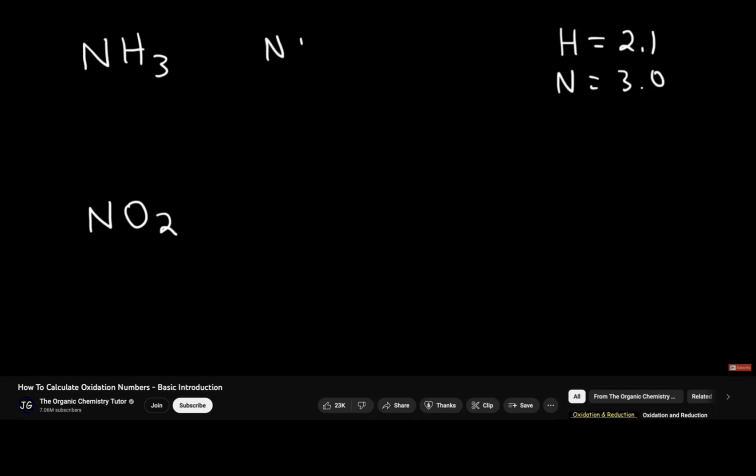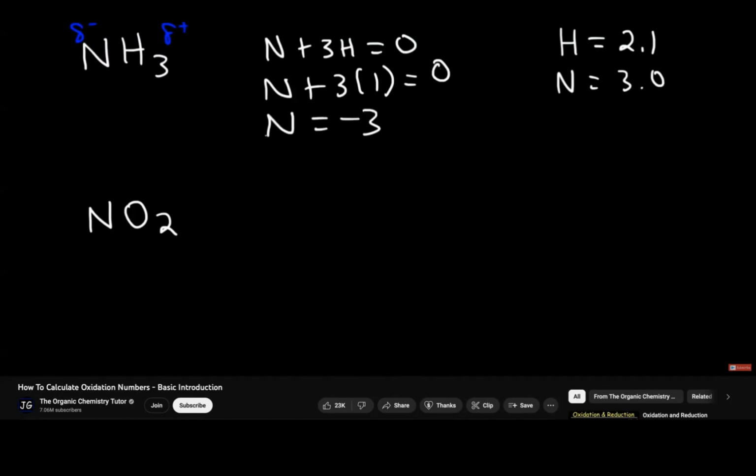If we write an equation, N plus 3H is equal to 0, hydrogen is going to have a positive 1 charge. It's partially positive, whereas nitrogen is partially negative. So typically when hydrogen is bonded to a nonmetal, it's usually plus 1, which means N has to be negative 3. So as you can see, nitrogen is the electronegative element in this example, and it has its periodic charge of negative 3, which you can find in the periodic table.